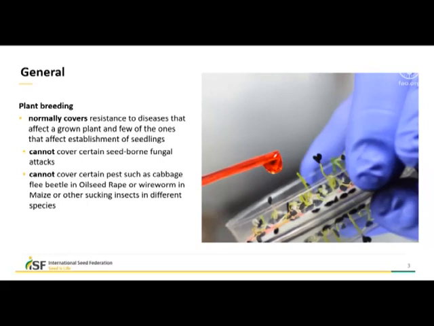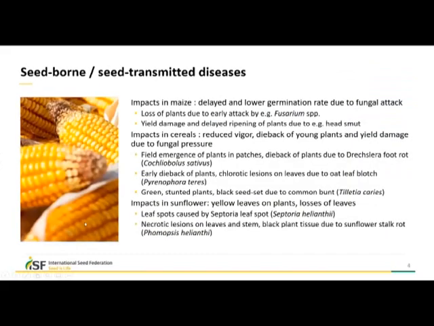And if we continue, then we see certain seed-borne and seed transmitted diseases. I've put quite a range of species here, but the main point, for example in maize, where I want to concentrate, is delayed and lower germination rate due to fungal diseases, which is loss of plants due to early attack, for example by fusarium species, or yield damage and delayed ripening of plants. So we have a lot of points where we see large impacts on the yield.